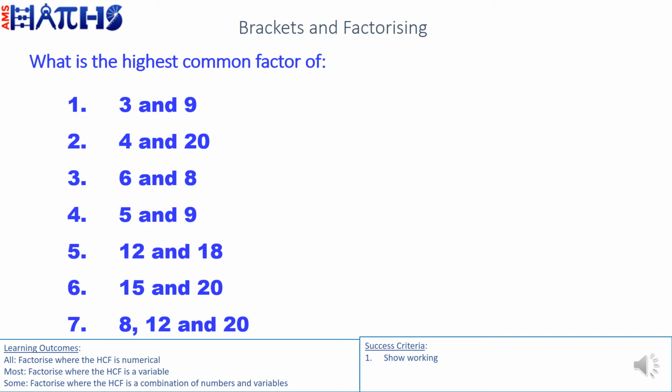And for the first question, it says, what is the highest common factor of 3 and 9? Now remember, when we find the highest factor, we're looking at the biggest number that can divide 3 and 9 without a remainder. And so our biggest number that divides 3 and 9 without leaving a remainder is 3. Let's look at number 2. What is the highest common factor of 4 and 20? Again, this is the biggest number that will divide 4 and 20 without leaving a remainder, and that number is 4.